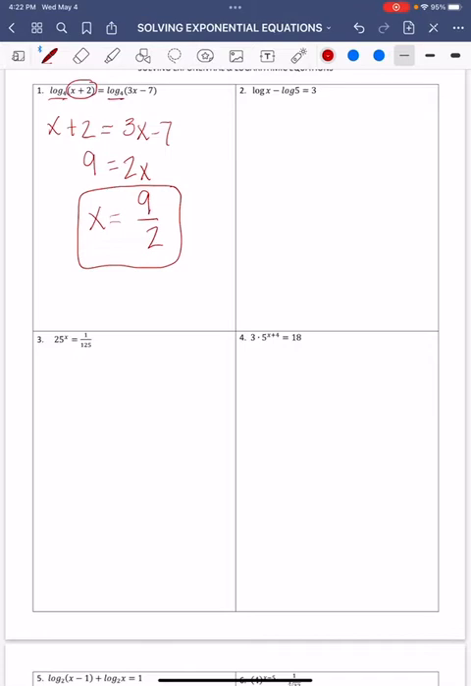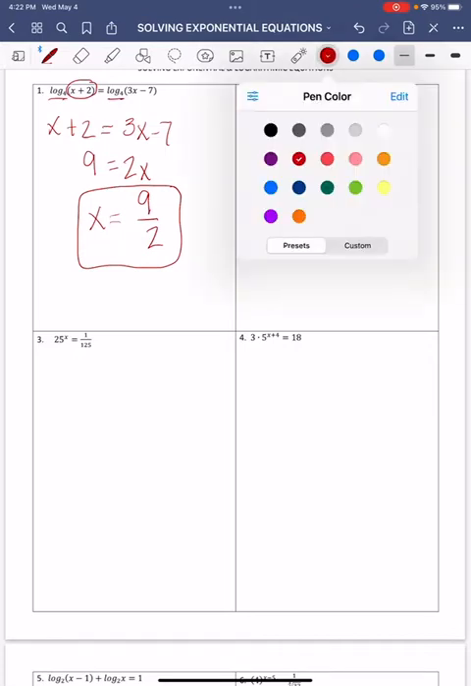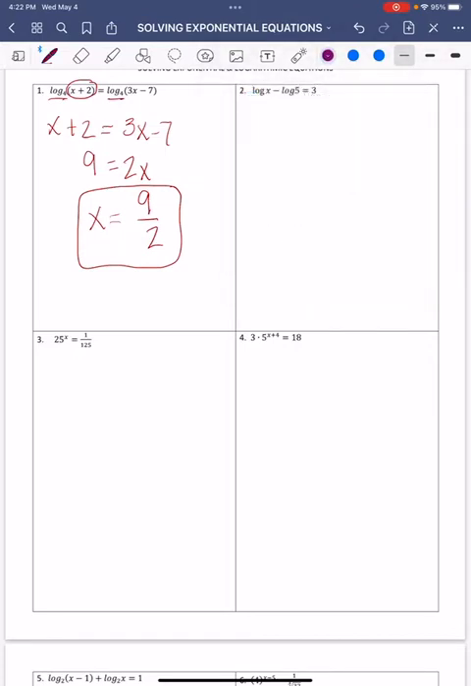Okay, the next one, I have 2 logs, and there's no log on the right-hand side. Right? There's no log here. What am I supposed to do? Okay, so the first thing we're going to do is subtract logs, divide arguments.